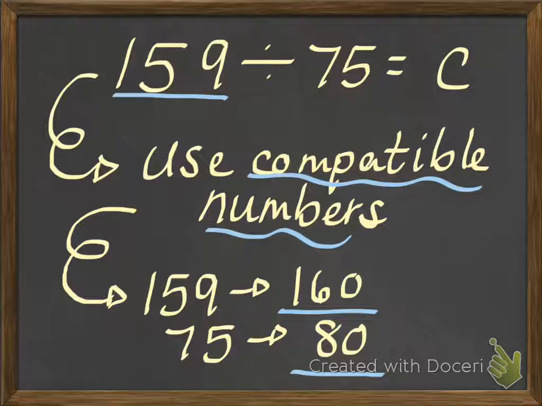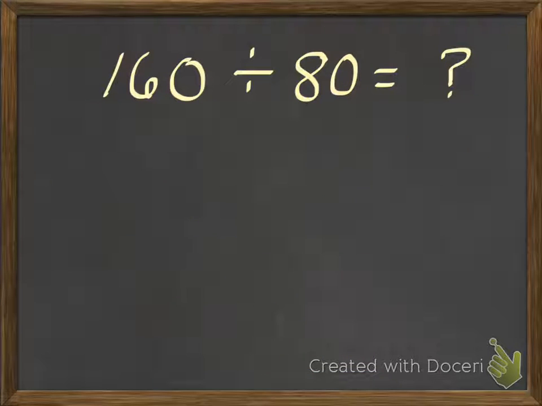So that's what we're working on today. We're not finding the exact answers, we're finding really good estimates. So I've changed the numbers to 160 and 80, and now my problem is 160 divided by 80. And that equals what? So that's going to give me about the price of the bracelet. Now this should look awfully familiar. In fact, this was just like the lesson we just did, where we have multiples of 10.